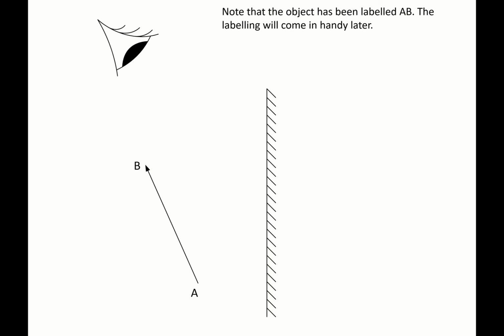Hi everyone. For this video, we're going to focus on how the eye sees the image of the object by drawing a ray diagram. For this specific example, do note that this object has been labeled AB. Now we're going to keep this example as simple as we can, hence it's a two-dimensional diagram. Now, don't worry about the labeling AB, it will come in handy later.